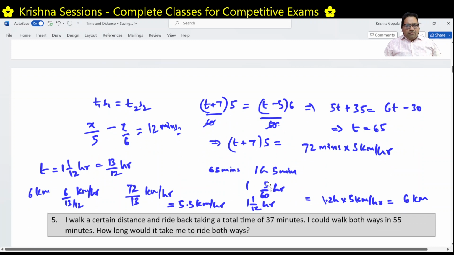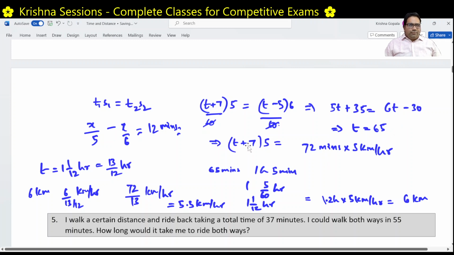Now, t is equal to 65. If he's traveling at 5.5 kilometers per hour, he will reach in 65 minutes. And if he has slowed down, instead of 5.5, if he travels at 5, he will reach in 72 minutes. 72 minutes versus 65 minutes, so he will be 7 minutes late.